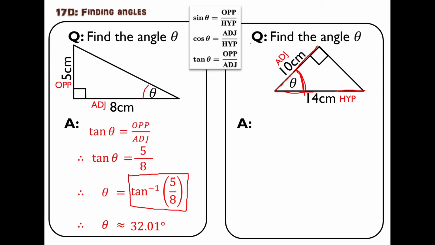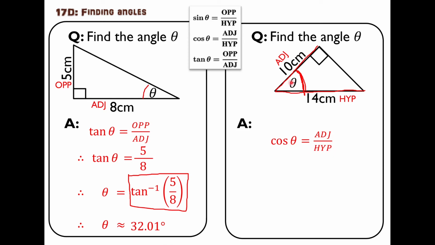Okay, so we're looking for a formula out of these 3 that can link these 2 things we know and the angle that we don't know. So it should have hypotenuse and adjacent in it. Which of these 3 formulas has hypotenuse and adjacent? It's this middle one. Cosine theta is adjacent over hypotenuse. So that is what we write down. Okay, cool. Let's start replacing things.